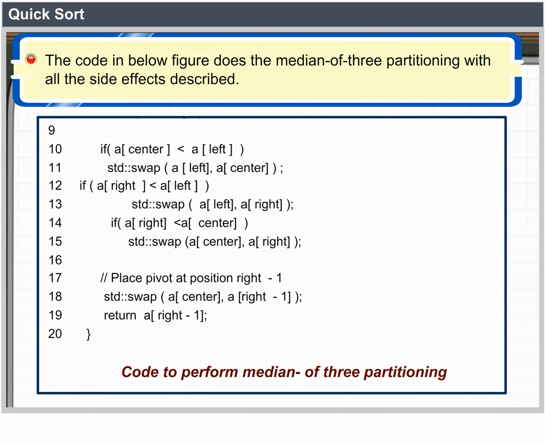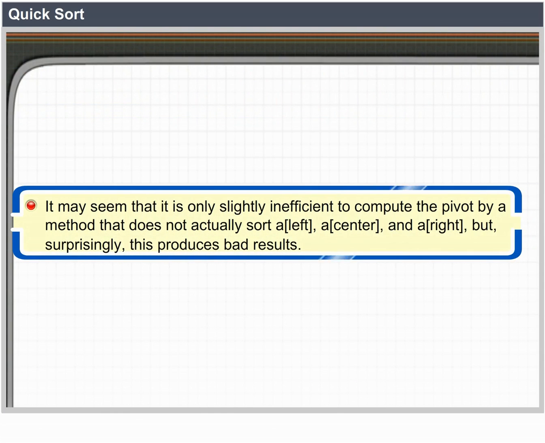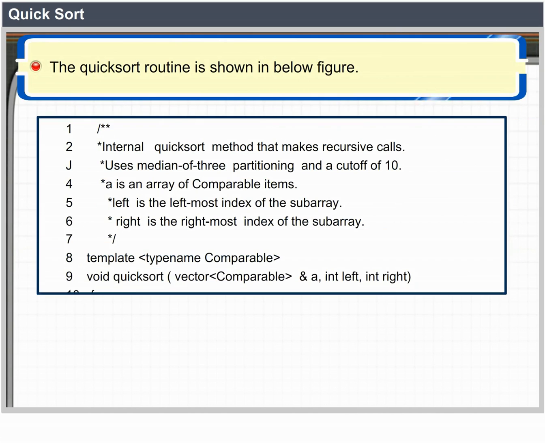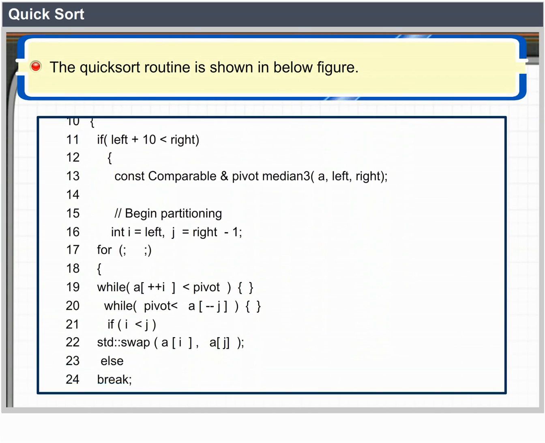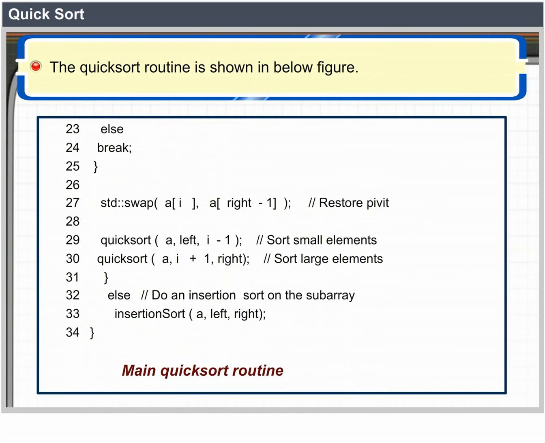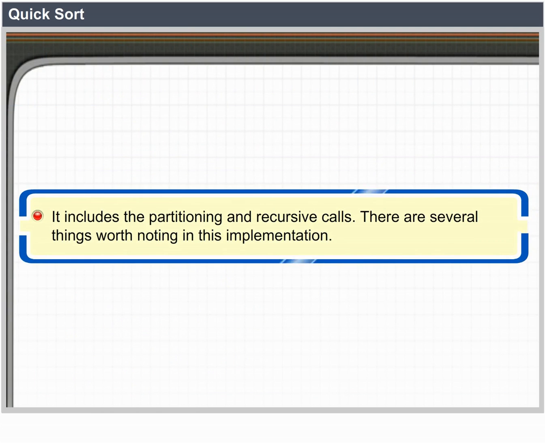It may seem that it is only slightly inefficient to compute the pivot by a method that does not actually sort A[left], A[center], and A[right], but surprisingly, this produces bad results. The Quicksort routine is shown in the figure below. It includes the partitioning and recursive calls.